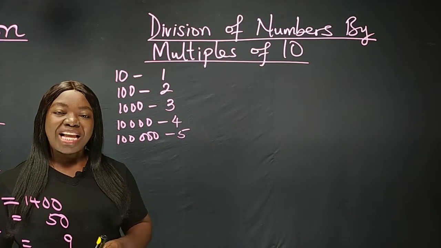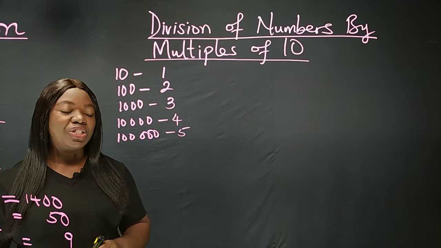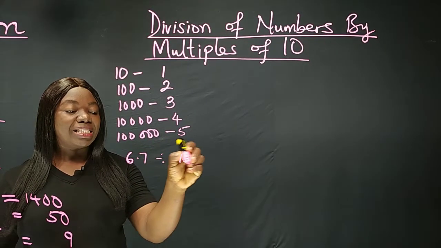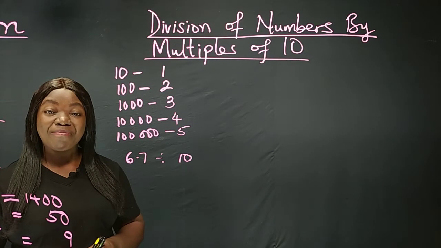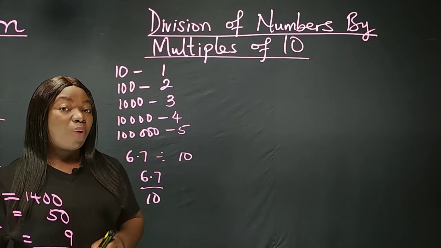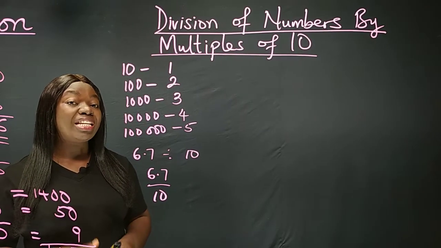Now let's begin dividing by using these multiples of 10. Very simple, you will enjoy it. So the first one is 6.7 divided by 10. What is 6.7 divided by 10? So you have 6.7 over 10. Now take note, when dividing by multiples of 10, you count from the decimal point to the left hand side.